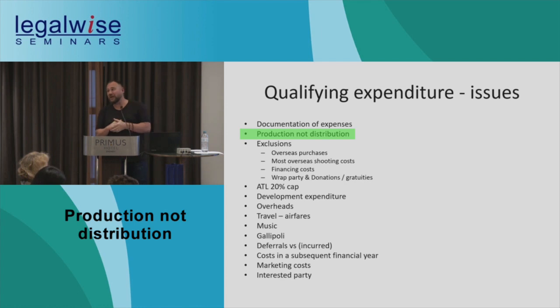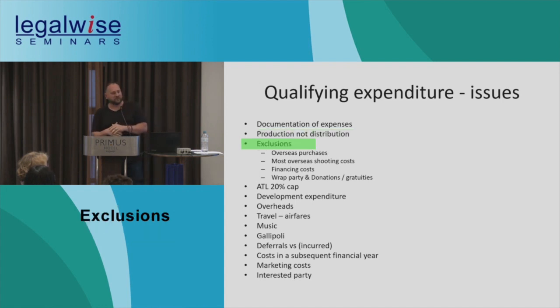Costs need to be production costs, not distribution costs. The legislation is very specific that the QAPE are costs incurred in the making of the film and not the distribution of the film. There are a few exceptions to that, and I'll talk about that in marketing costs below. But basically, once your film's delivered, all your costs pretty much should be there. So any costs in actually getting that film out there are not costs in making the film, they're costs in distributing the film. There are some specific exclusions.